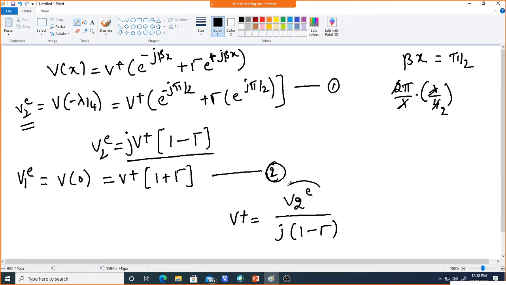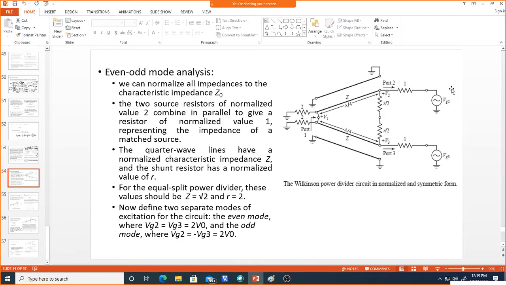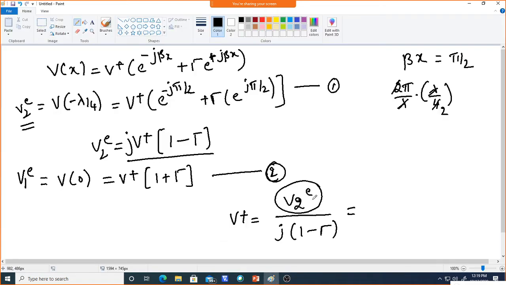This V2E you have to find by using the equations or the circuit. Since we are applying the voltage V0, the V0 will drop out from here, and another V0 will be delivered here. So the 2V0 will be divided between these two resistors. Whatever voltage appears at this point will be equal to V0. So you need to substitute that here, and you will get V0 divided by j into 1 minus gamma. So this is the equation for V plus.